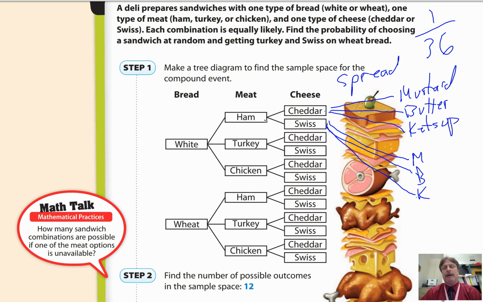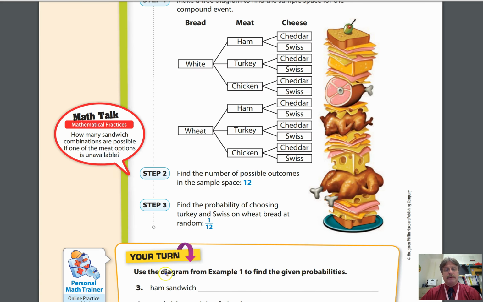So down here in the your turn, it says use the diagram from example 1 to find the probability. So I'm going to look at ham sandwich to sort of help you out in how you would look at this. So what I want to do is I'm going to circle ham, and I got ham because the only statement says ham sandwich. It doesn't say whether it's on white or wheat. So I have to assume that I'm looking at white and I'm looking at wheat, okay?